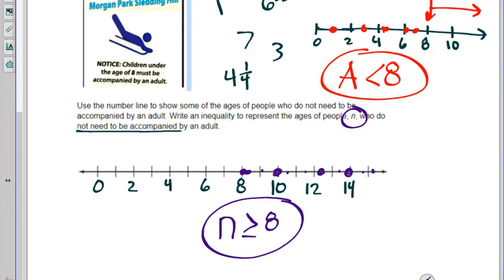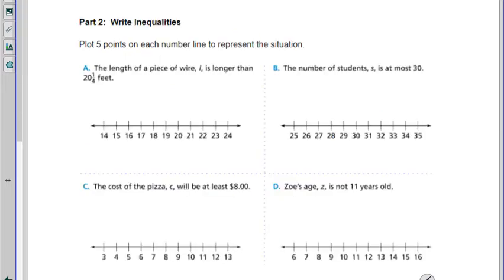Okay, so now we have a whole bunch of inequalities, and we just want to put 5 points on the number line that represents the situation. In this case, we want the length of wire is longer than 20 and a quarter feet. Well, 20 and a quarter feet is somewhere between 20 and 21, so I could just put 5 dots there. Over here, the student is at most 30. So 30 is the biggest possibility, and then the other ones have to be less. Can't be any more than 30, at most 30.